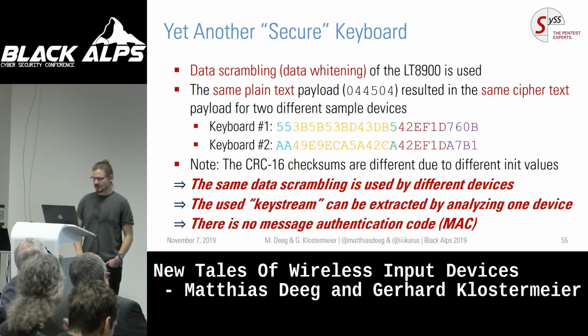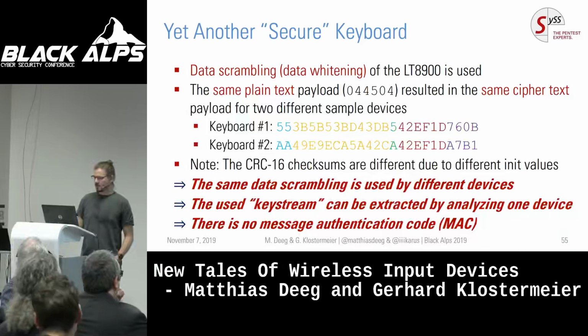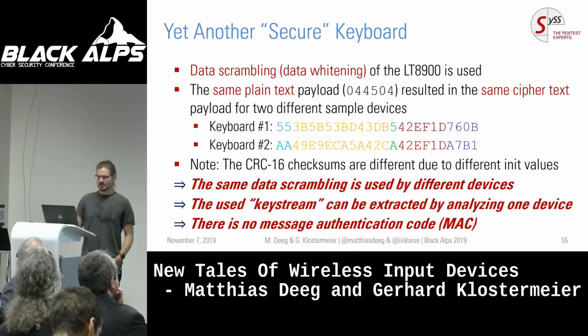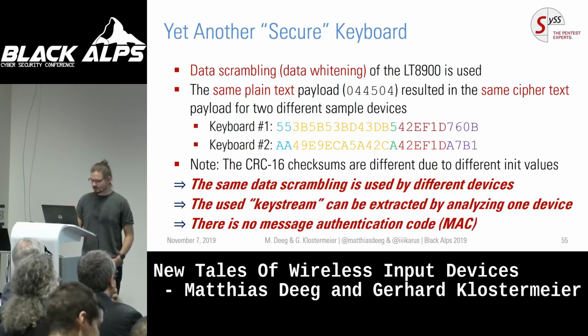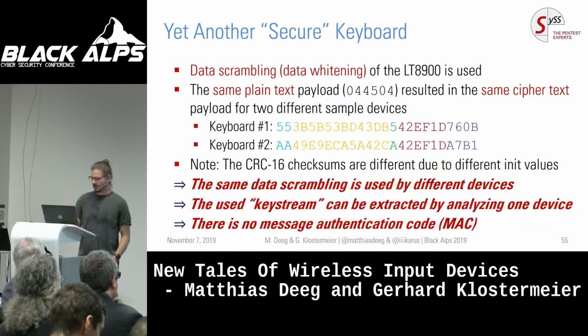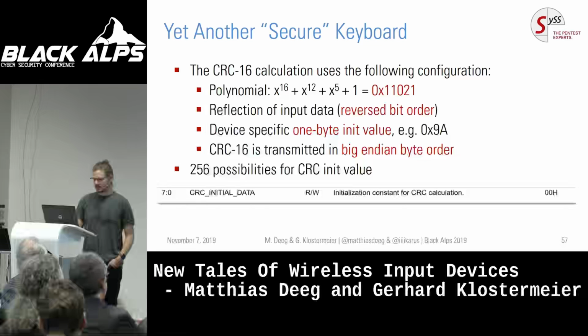But first of all, the data scrambling, that was easier because the data scrambling was the same on every keyboard. So by reversing the data scrambling for one keyboard, you can apply it to all other keyboards. You have to make a lookup table basically. And again, this is just a basic CRC, no message authentication code, no real security. So we can again spoof the keyboard.